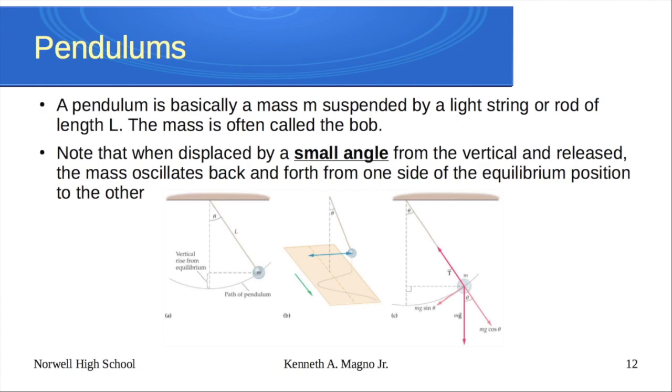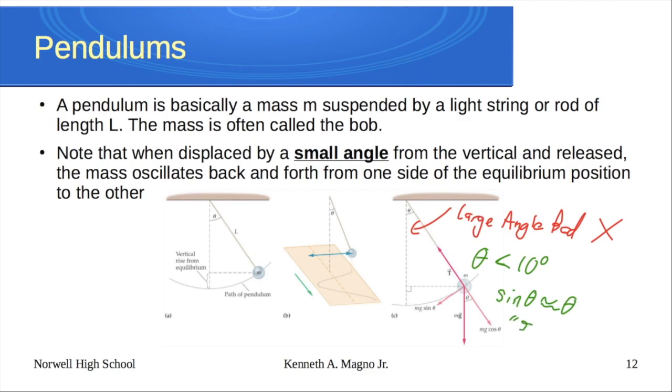But for a pendulum to be a pendulum, we have to have a very small angle of displacement. So I can't pull this off here to a large angle. Large angle is bad. Okay, so theta has to be less than 10 degrees. All right, and the reason for that is something known as the small angle approximation. Okay, hopefully you'll learn about it in math class, but basically what happens is at very small angles, the sine of theta is approximately theta, okay, in radians.